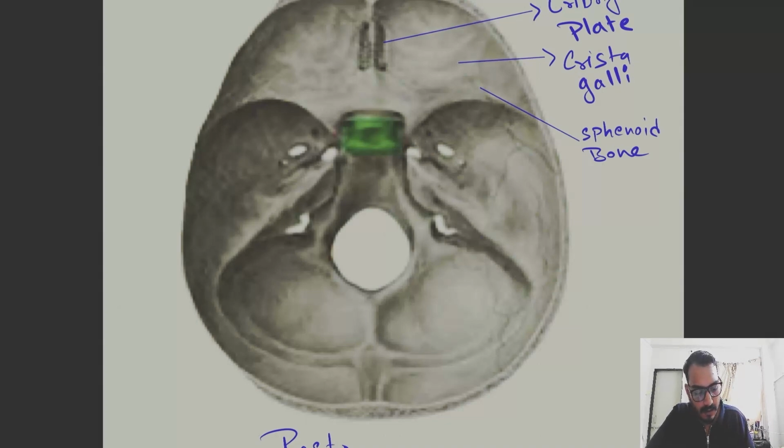Here, the important structure which we should remember is this. We call it the lesser wing of sphenoid bone.